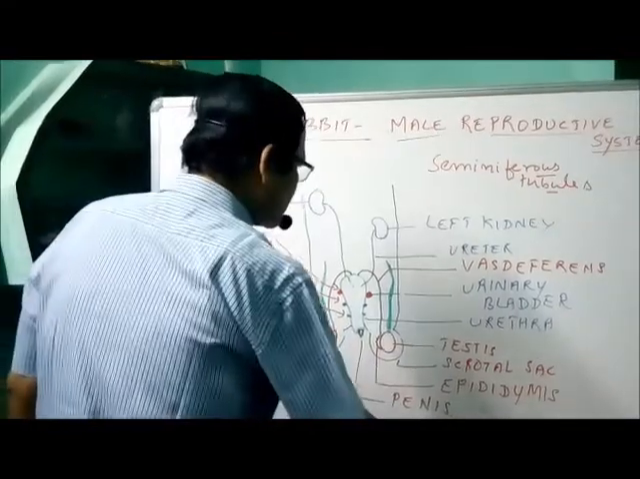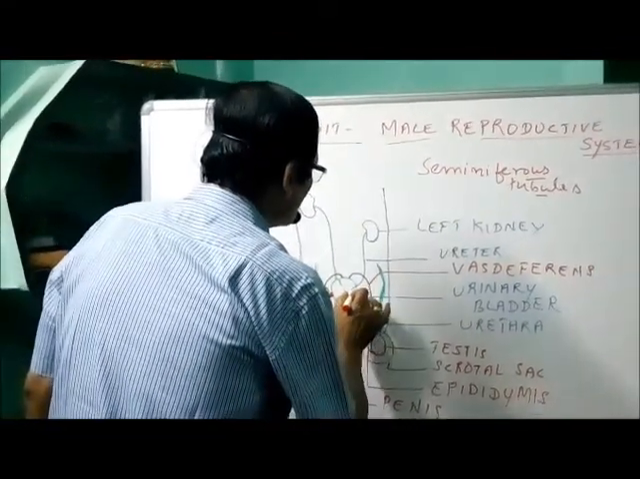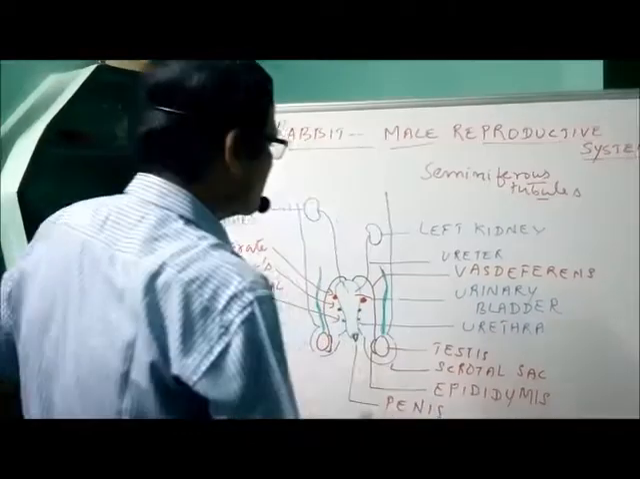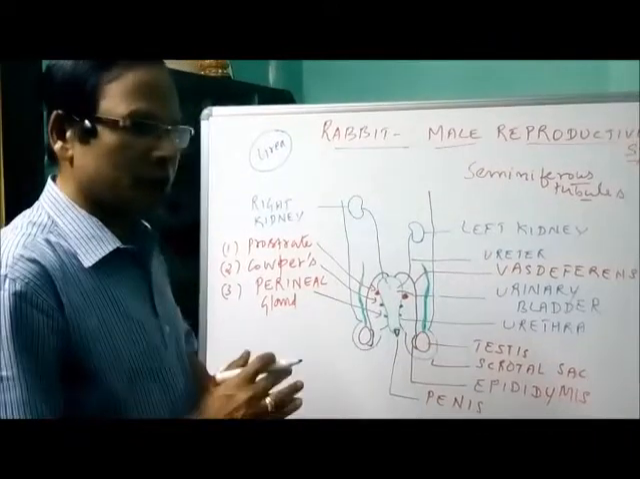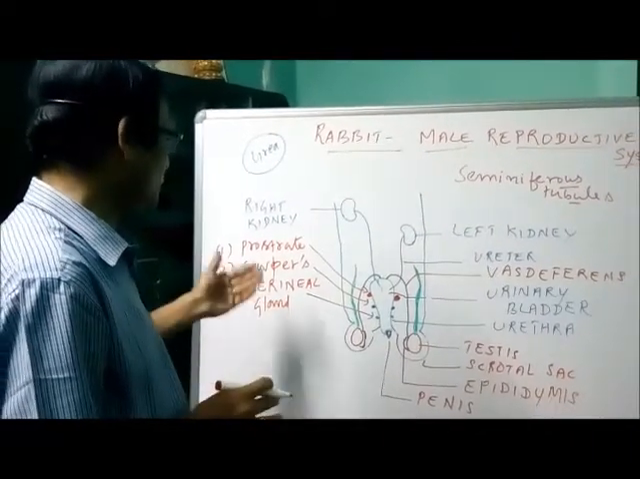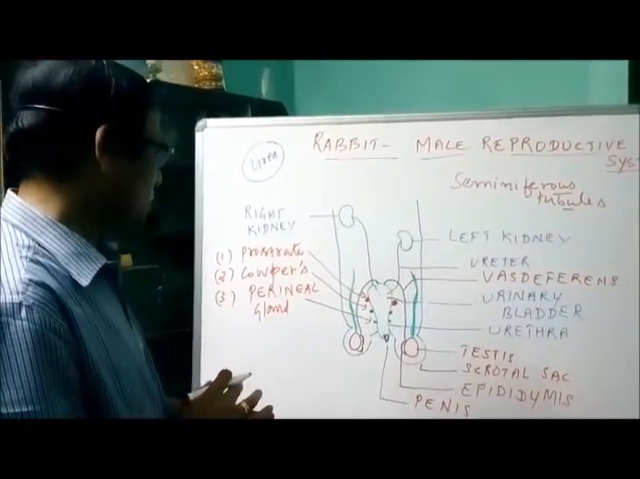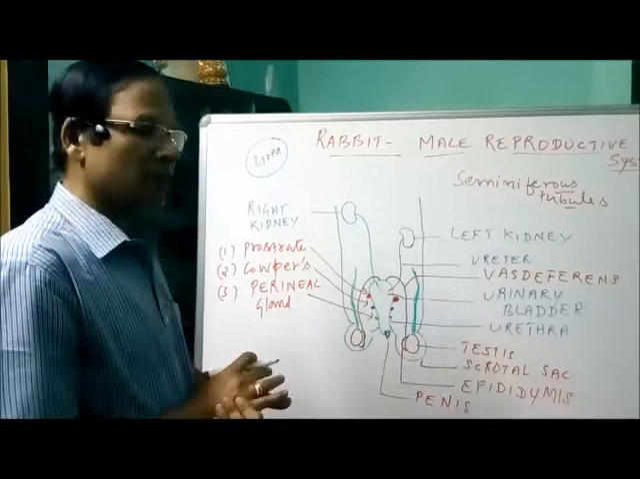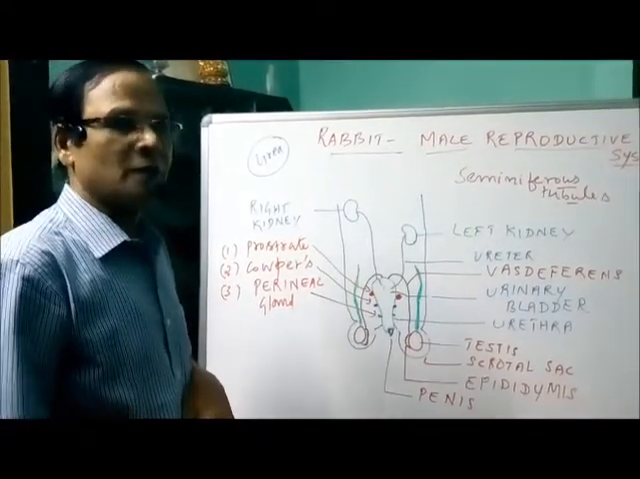So all these glands are responsible for the secretion of a fluid. That fluid is responsible for the transport of sperm, thus helping in reproduction. So, prostate gland, Cooper's gland, perineal gland. These are all the three glands connected to the male reproductive system, secretions of which are helping in reproduction.